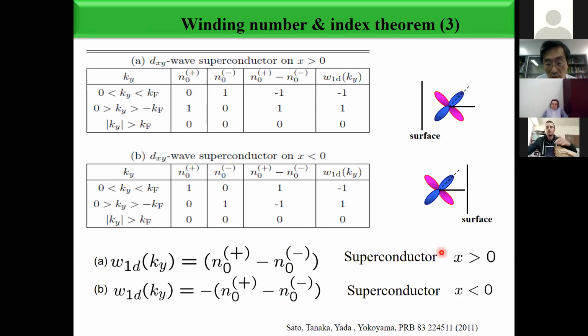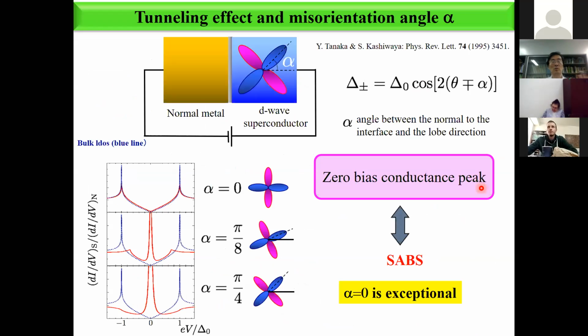For example, if the superconductor is located at positive x and the surface is here, N0+ and N0- take these values for ky positive and ky negative, and we can check that this relation is satisfied. On the other hand, if the superconductor is located on the left side, an additional sign appears, but we can check that this relation is satisfied. This sign difference can be understood easily by introducing the odd-frequency pairing generated in this region, but this topic will be discussed by Suzuki-san later. Okay, so let's return to the problem of tunneling spectroscopy.